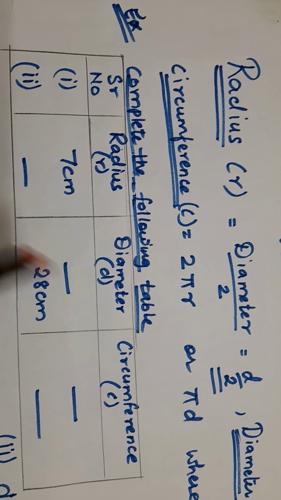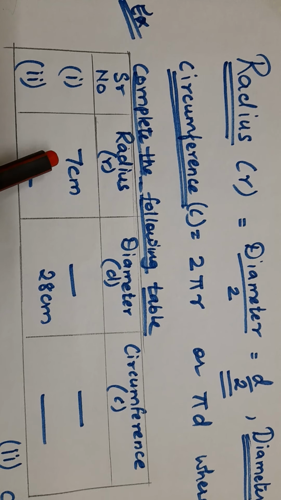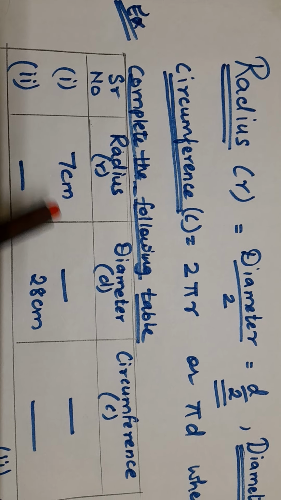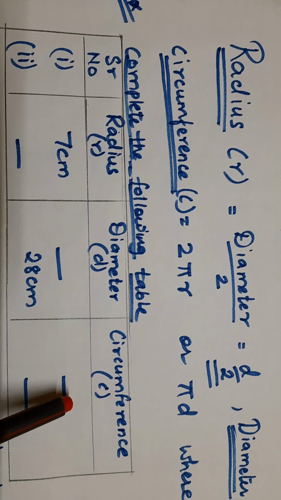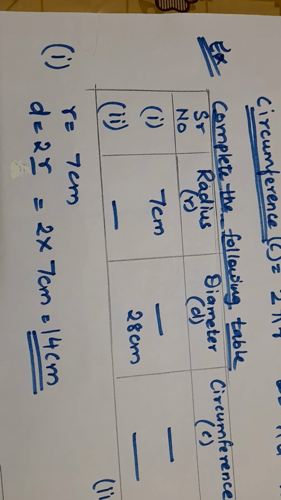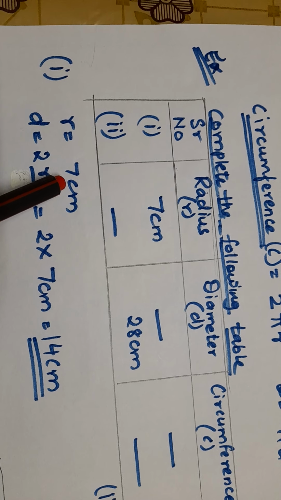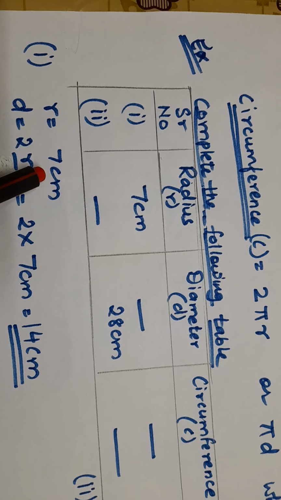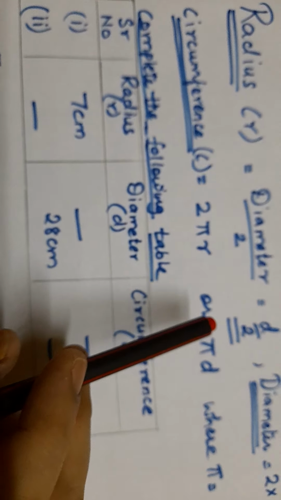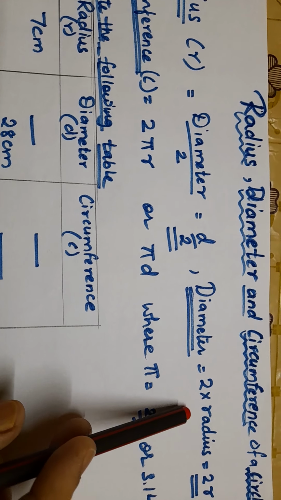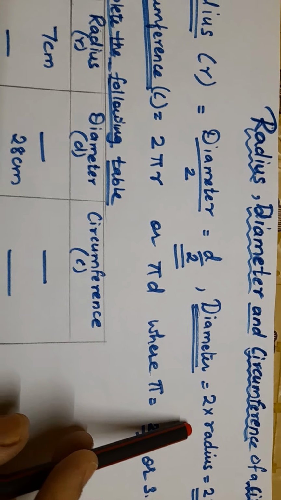Complete the following table. The first one, radius is given, that is 7 centimeter. Diameter you have to find out, and also you have to find out circumference of a circle. So here we will write what is given to us first. So r is given to us, radius is 7 centimeter. Now you have to find out diameter. So you will take the formula for finding the diameter. The formula for diameter is 2r, that is 2 into radius, 2r.